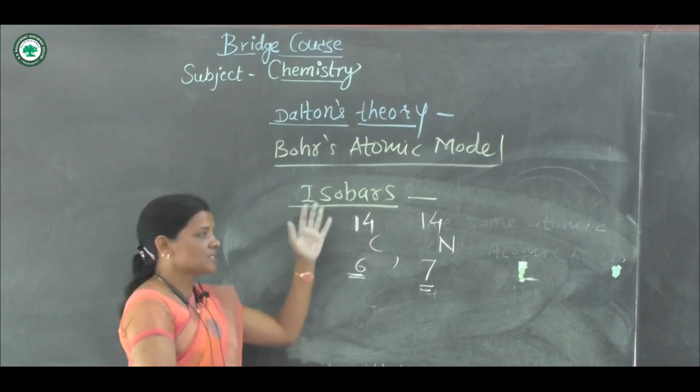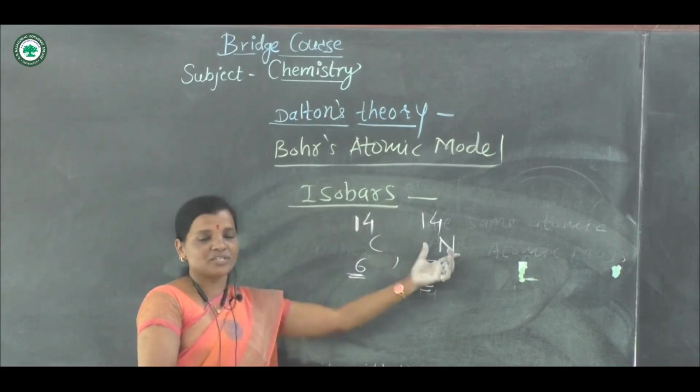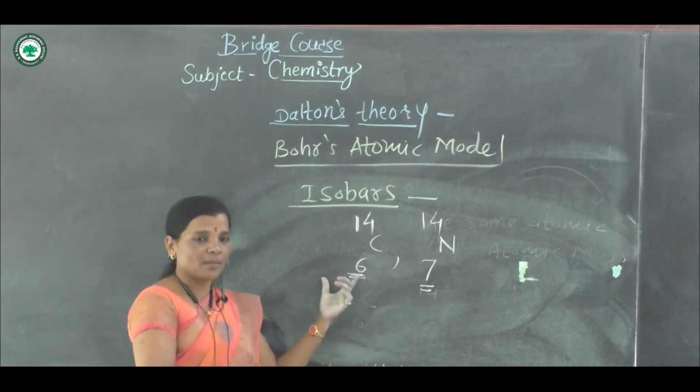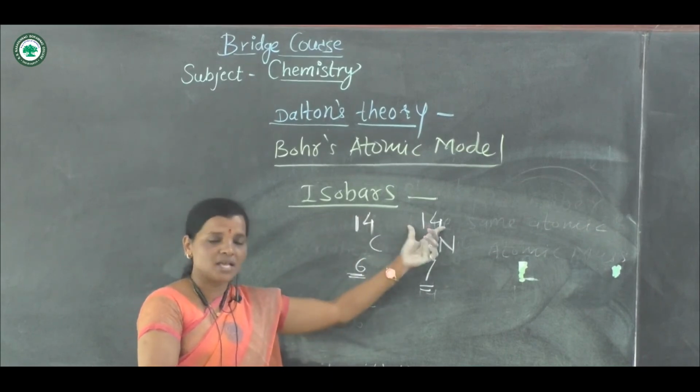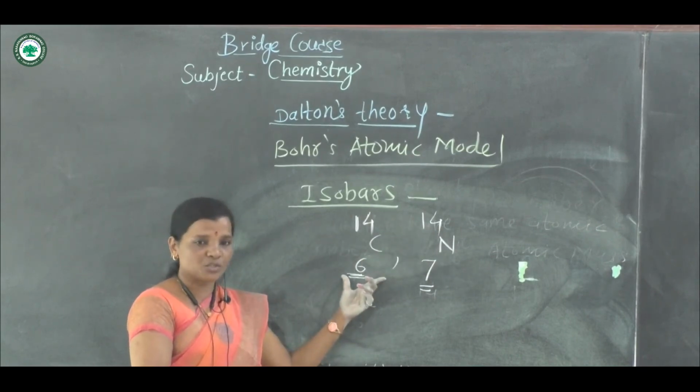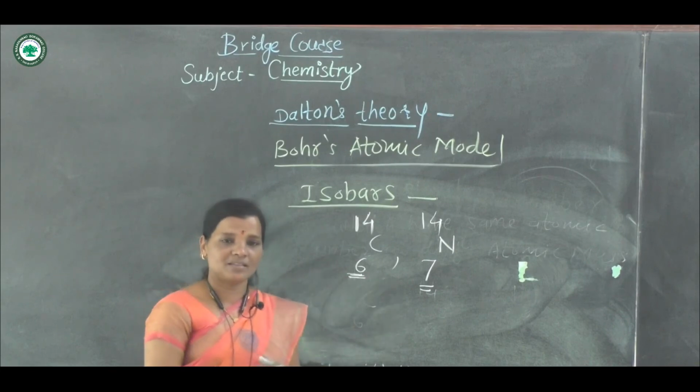And so what are isobars? The elements which have different atomic numbers but the same atomic mass are said to be isobars of each other. So we'll stop here.